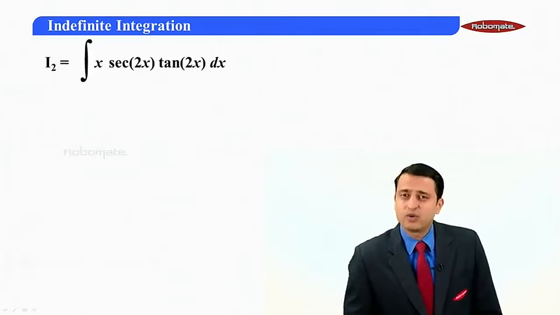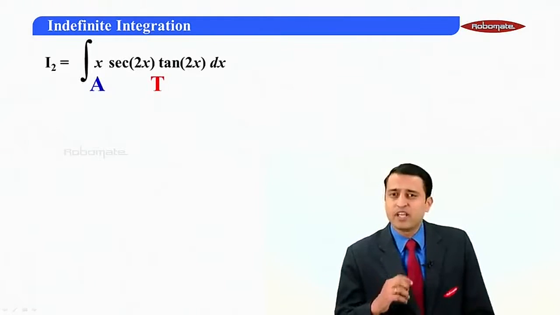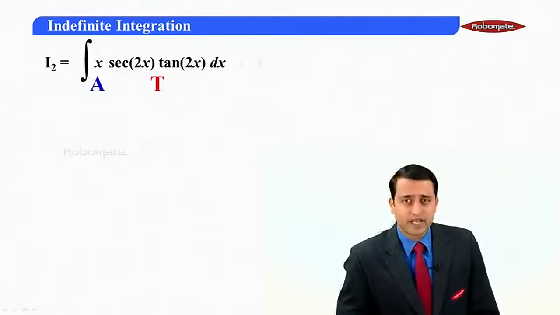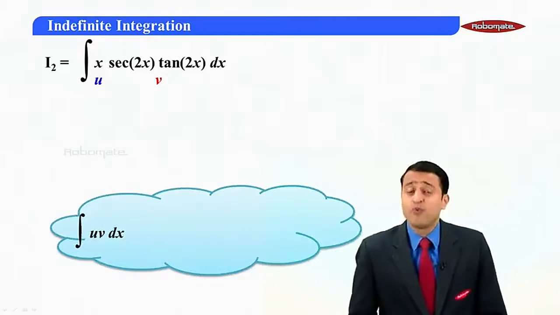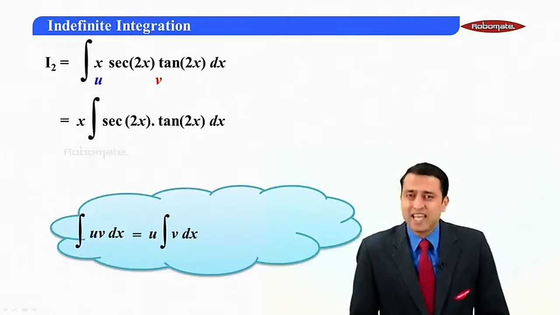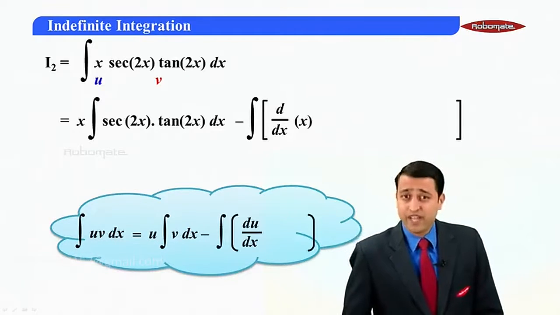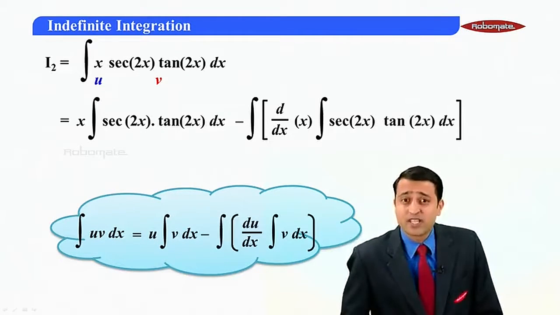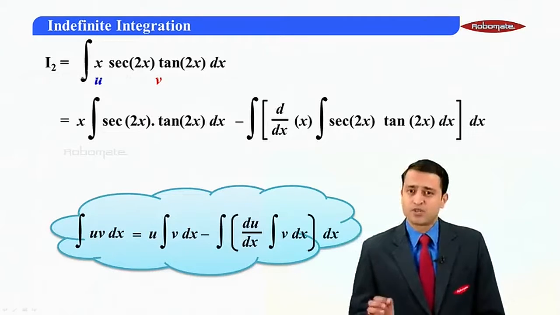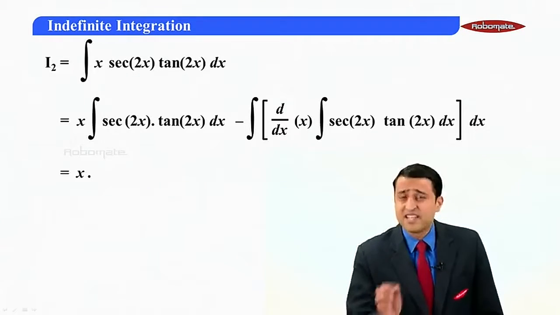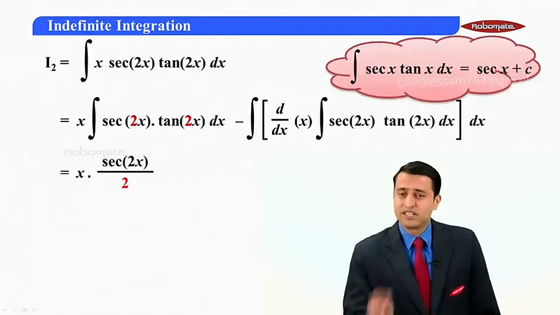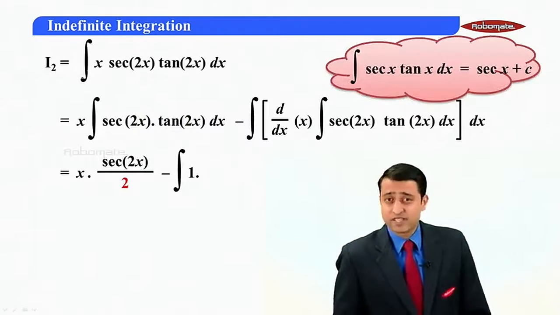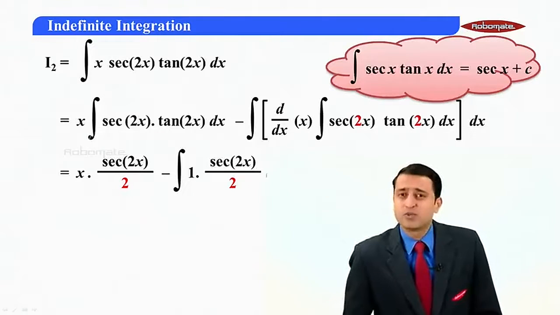Let's find out the integral I2 on the same lines. So very quickly, if I tell you, the two functions are algebraic and trigonometric, and so therefore x will be taken as u and sec 2x tan 2x will be taken as v. So let's apply the rule. So what we get is x integral sec 2x tan 2x dx minus integral d by dx of x into integral sec 2x tan 2x dx, the whole dx. My dear students, let's apply the formula. Now integral of sec x tan x is sec x, so in this case I'll write sec 2x by 2 minus integral of d by dx of x is 1 and the same sec 2x by 2 dx.